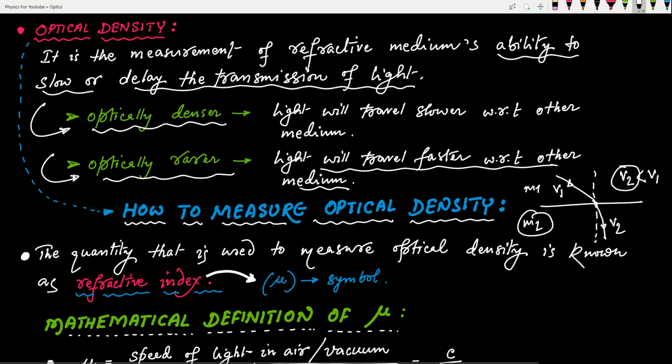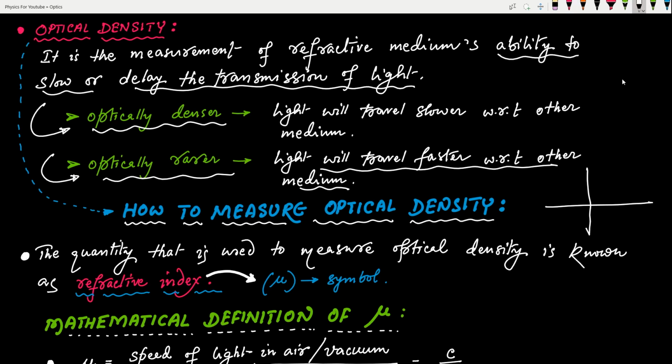Now again, look into this diagram. Okay, things will be clear. In the earlier case, v2 was less than v1, and we said that medium 2 is optically denser. Now let me rub this off. Now if I draw again, okay, this is the normal, this is medium 1, this is medium 2. Light comes and falls here, and then it travels in this way.